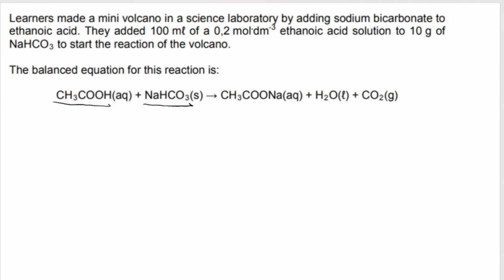Then we're going to convert the given information for both to moles. So for our acid, they give me the volume. They tell me it's 100 milliliters, which is the same thing as 100 cubic centimeters. But we know we need to convert that to cubic decimeters. You divide that by 1,000. So that is 0,1 cubic decimeters. They also give me the concentration. C is equal to 0,2 moles per cubic decimeter.